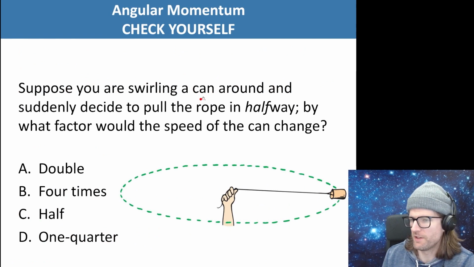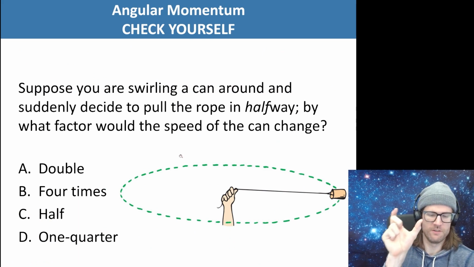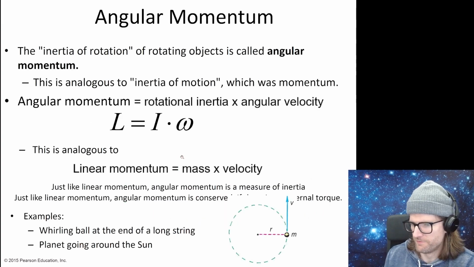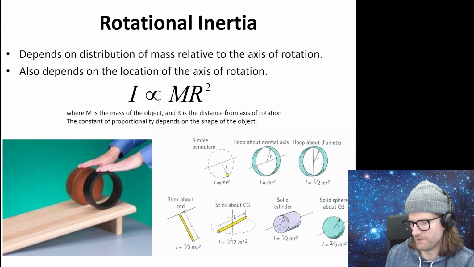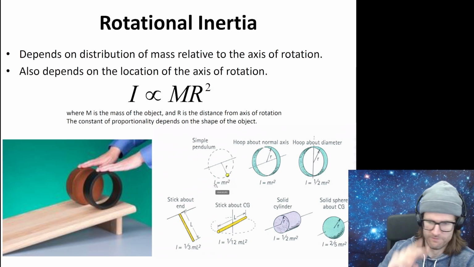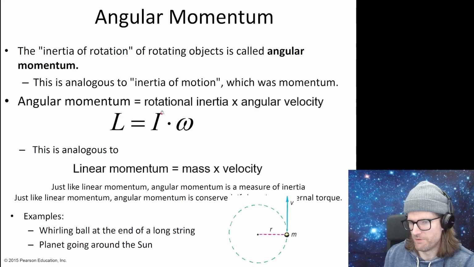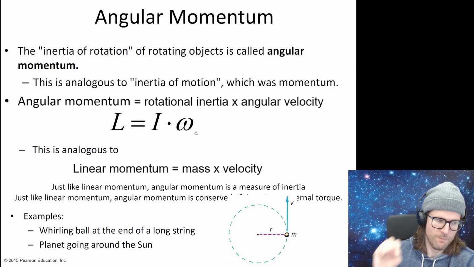Okay, suppose you are swirling a can around and suddenly decide to pull the rope in halfway. By what factor would the speed of the can change? Okay, so we're reducing the radius by 2. If we look at this, we're going to reduce the angular inertia by reducing the radius. We have some formulas here. We're going to reduce the radius by 2, which means we're going to reduce the inertia by 4. So if we go back here, we've reduced the inertia by 4, which means we're going to increase angular velocity by 4.